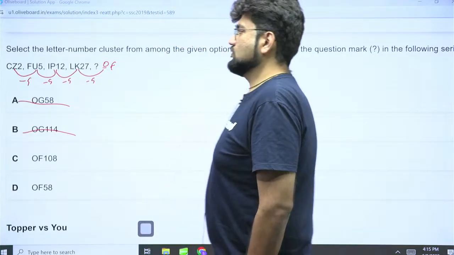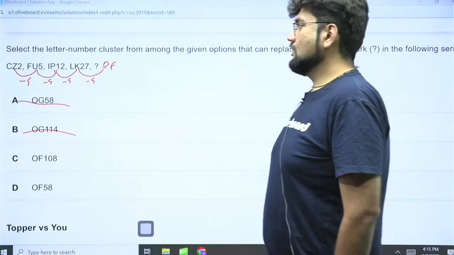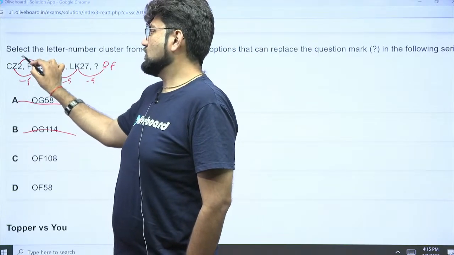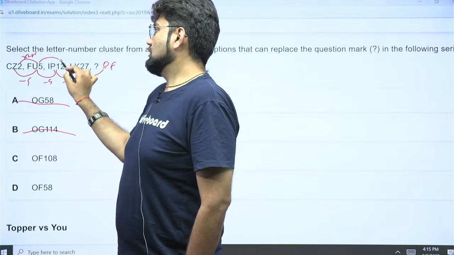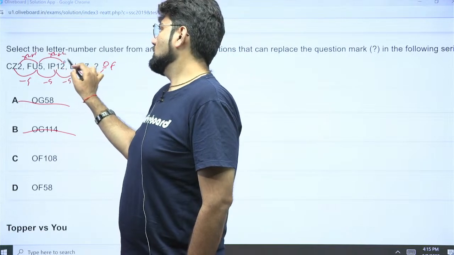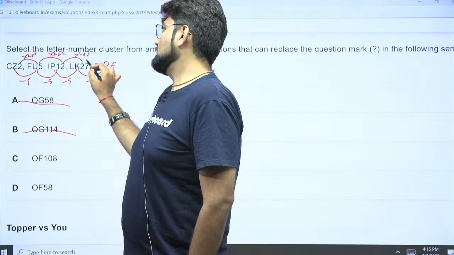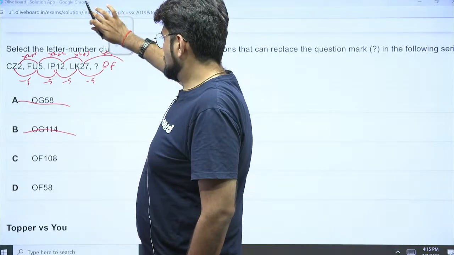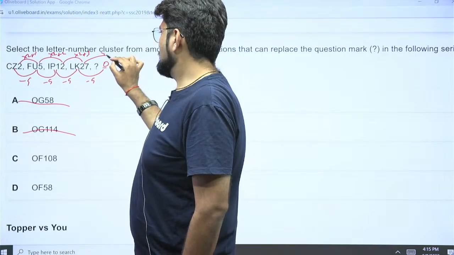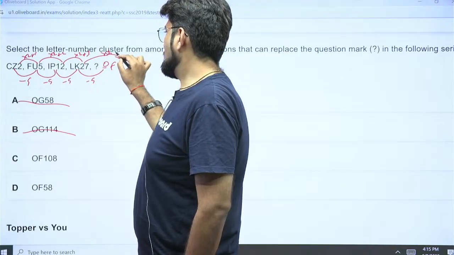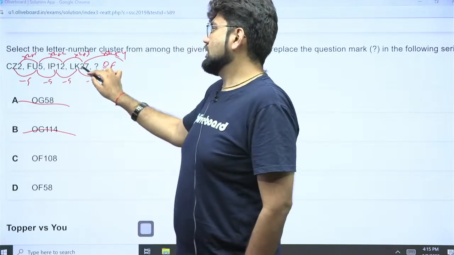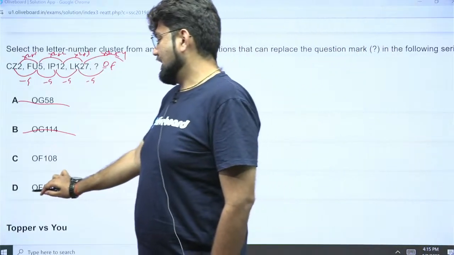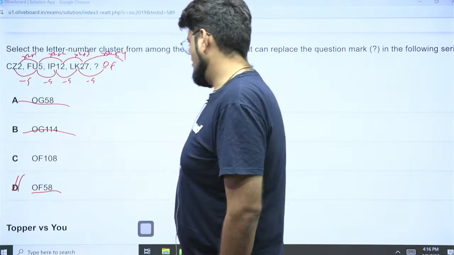Now, about the numbers, what exactly is happening? So, for the numbers, if you see, this is multiply by 2 plus 1, multiply by 2 plus 2, multiply by 2 plus 3. So, the next one will be multiply by 2 plus 4. So, 27 into 2 is 54, 54 plus 4 is 58. So, OF58, option D is the correct answer.